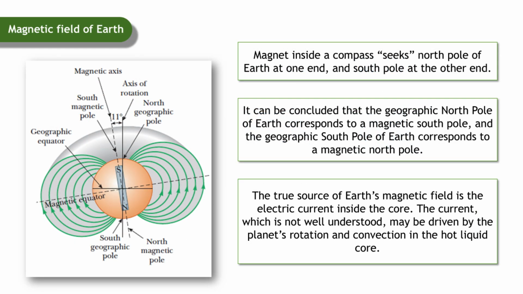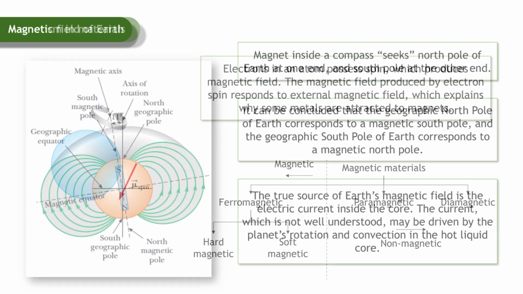Earth itself acts like a massive magnet, which is why the magnet inside a compass seeks the geographic poles. The true source of Earth's magnetic field is the electric current flowing deep inside its core. Although the exact process is not yet fully understood, scientists believe this current is driven by the planet's rotation. Furthermore, convection currents within the hot liquid core also play a significant role in maintaining this field.